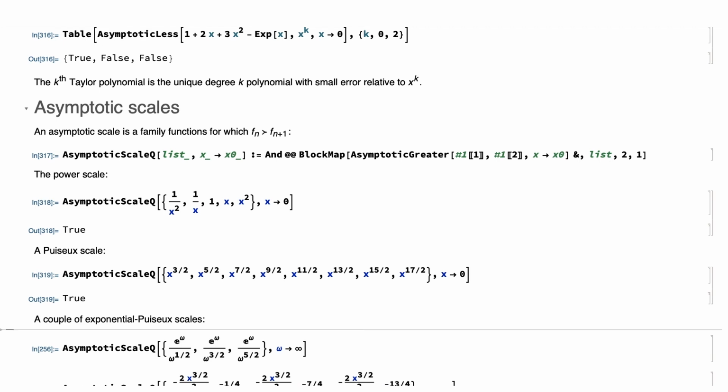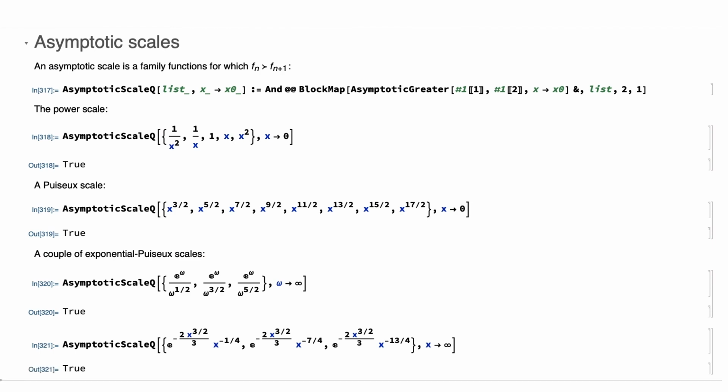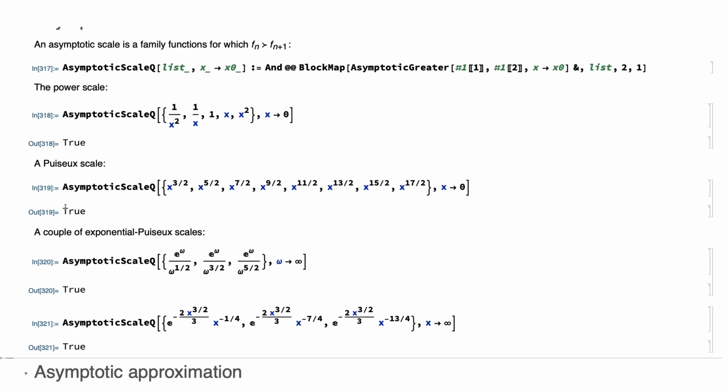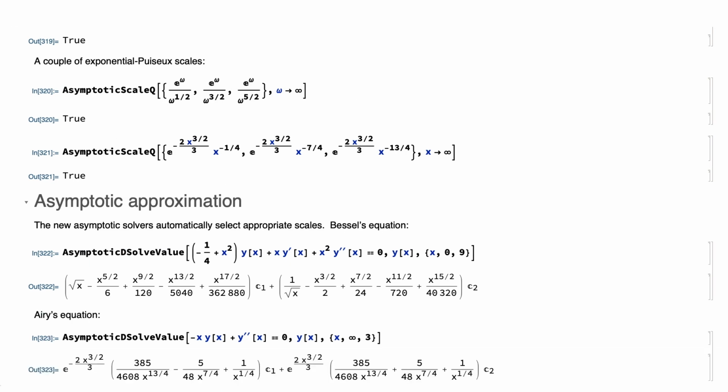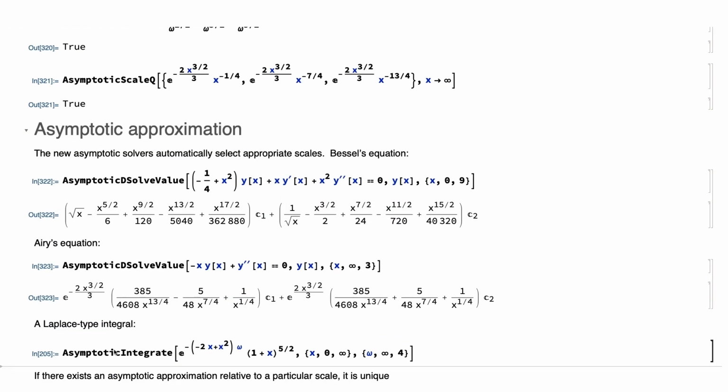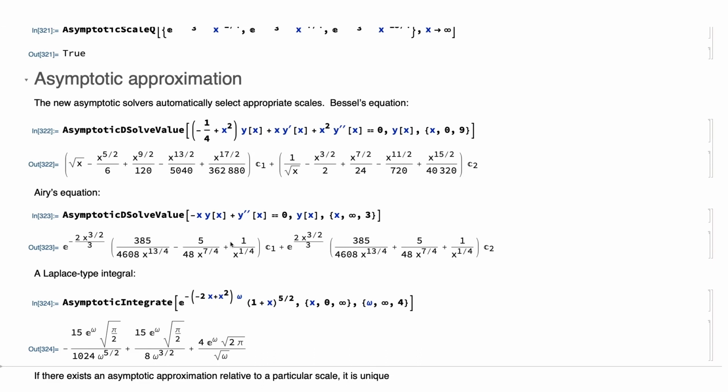So I will just mention very quickly that this x to the k is called the power scale, a notion of an asymptotic scale, where you define a bunch of functions, each one smaller than the previous one. So the power scale is one of them. Then you have the Laurent scale, if you include the negative powers. The Puiseux scale means you have fractional powers with a fixed smallest denominator. And here are a couple of crazy exponential power ones.